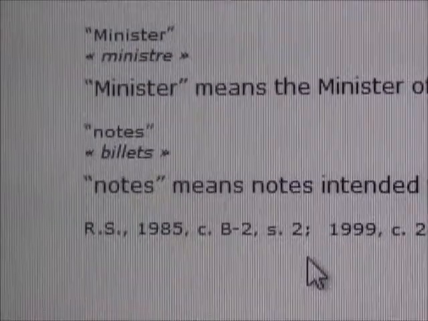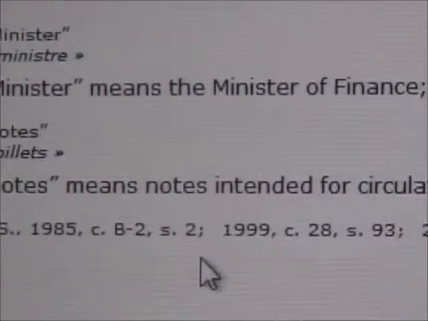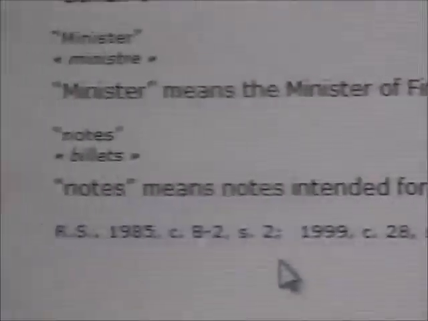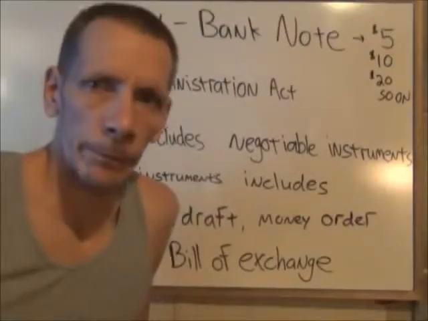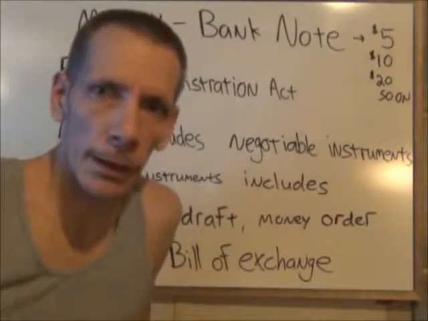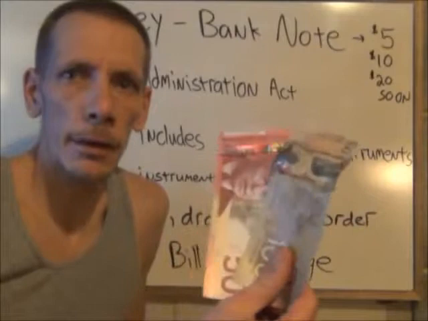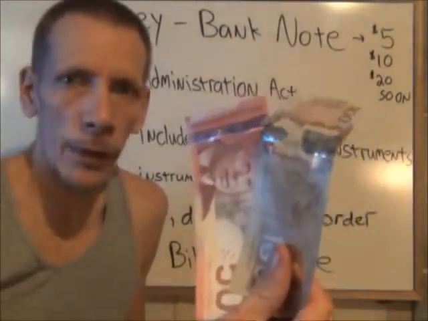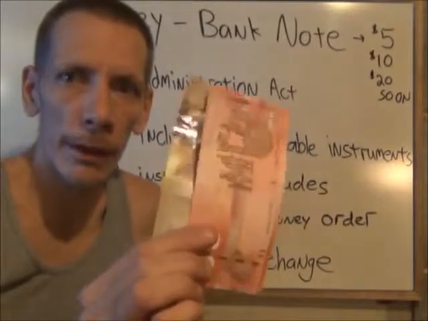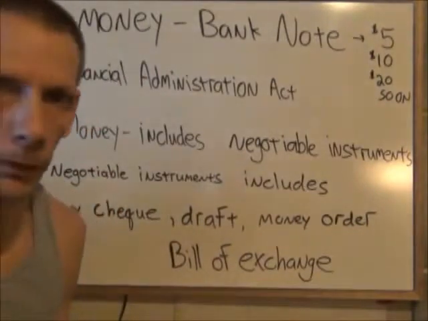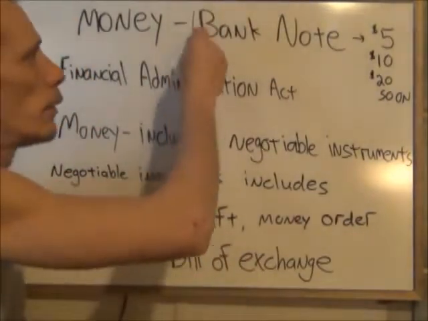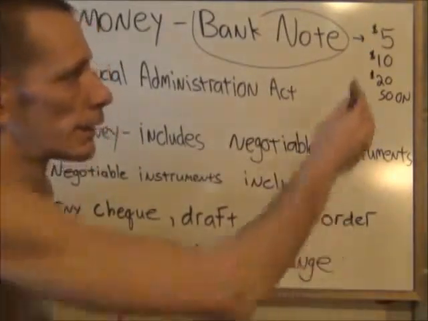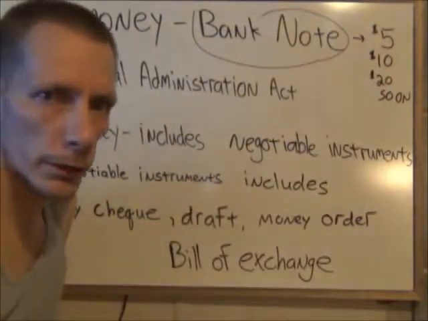Bank of Canada Act, it says notes means notes intended for circulation in Canada. So, notes. There are a lot of people here in Canada, in Quebec, that think this stuff here is the only thing that's money. This is not the only thing that's money here in Canada. This is one form of money that we can use, but there are other forms of money than just this. Now, money is a banknote, as I just showed you. It's $5, $10, $20, $50, $100, and so on.